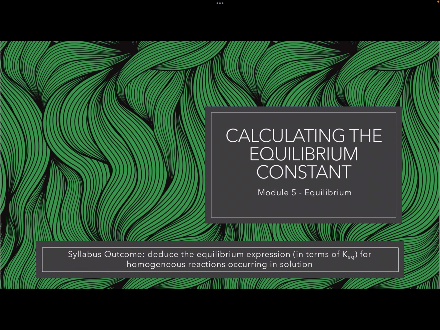Okay, so what we're doing today is calculating the equilibrium constant. Last lesson we did a bit on finding the K expression, the K equation, and so we're going to start using that with some numbers, basically. Now our syllabus outcome is the same one: deduce the equilibrium expression for homogeneous reactions occurring in solution.